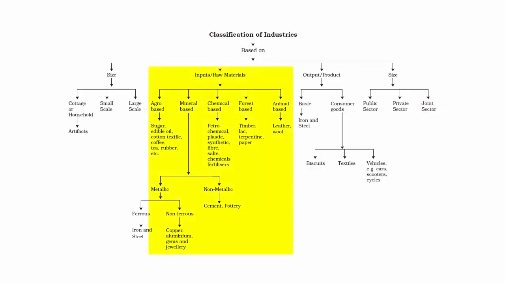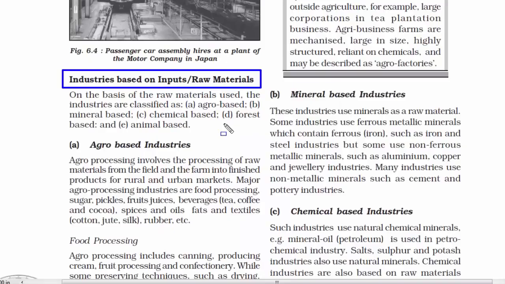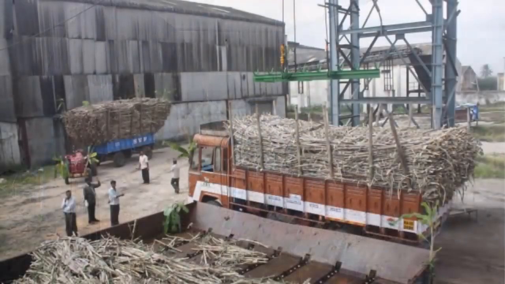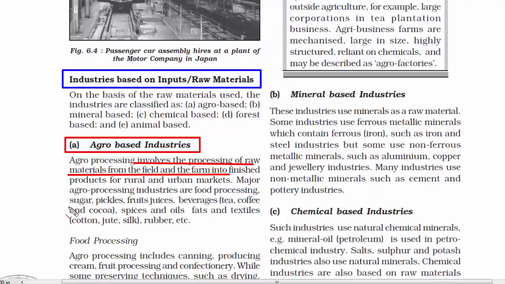Now let's understand industries based on inputs, raw materials. As raw materials are the basic requirement for any industry to grow, hence we will break down the industry based on the raw materials they use. Under this, the first one is agro-based industries, meaning agricultural raw materials. So most of the raw materials come from the field and the farm, and they are made into finished products for rural and urban markets.